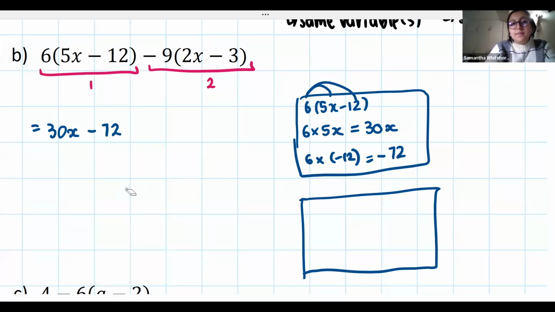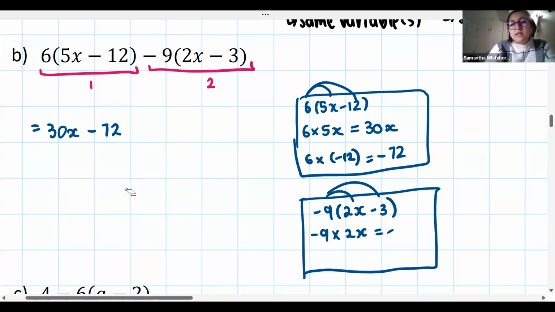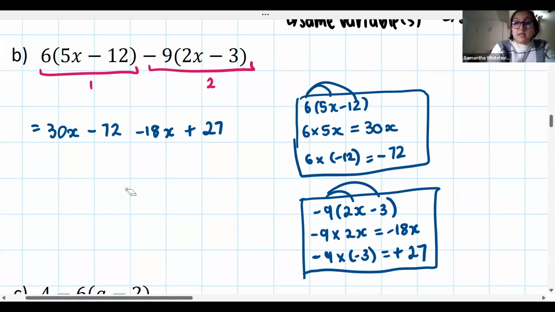Our second term is negative 9 being distributed into the bracket 2x minus 3. So we're multiplying. Negative 9 times a positive 2x gives us negative 18x. Again, be careful of your signs. And negative 9 times a negative 3, negative times a negative is a positive. 9 times 3, 27. That's our second step.